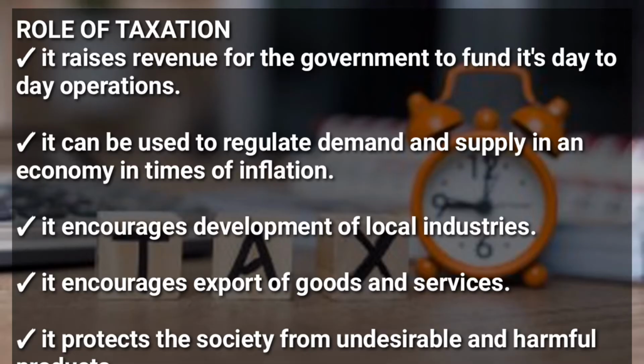So once the demand is high, the government can decide to increase direct taxes to reduce people's disposable income. Then when the demand is low, the government can decide to reduce direct taxes to increase people's disposable income.